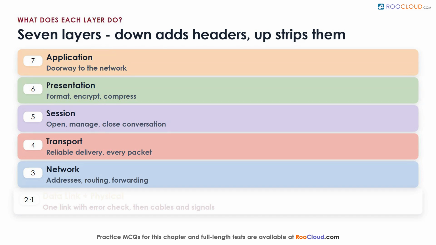As data goes down the stack, each layer wraps it in a header. At the other end, the data climbs back up and each header is stripped away. Those concepts shape how real networks are designed. That includes local, wide, and metropolitan area networks and the public internet.